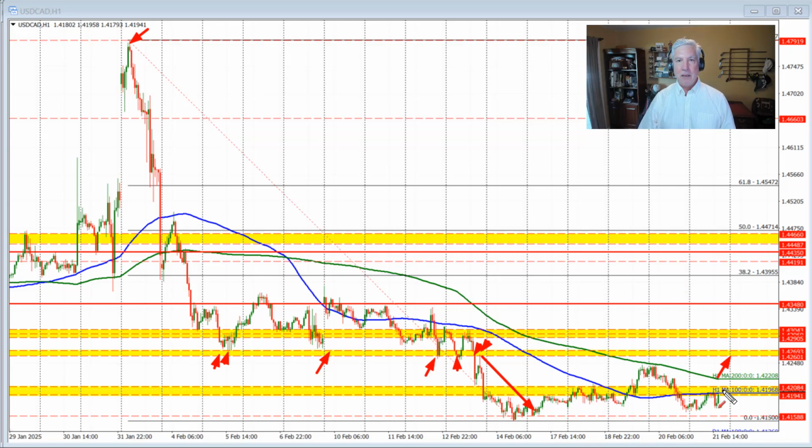Alternatively, if this 100-hour moving average cannot be broken, then the sellers remain in control, and we look for ultimately a break back below the 141.50 level and more downside momentum as the market trades to new year lows for the dollar versus Canada.